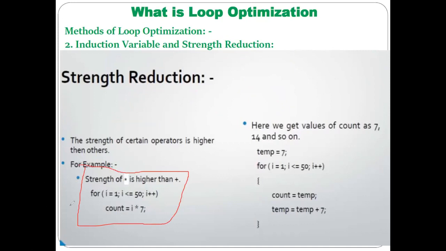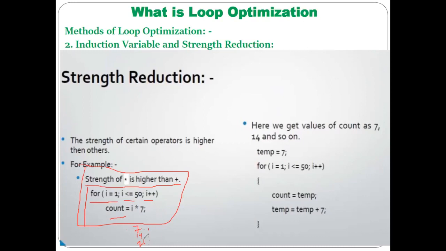Suppose now in this example, you can see the strength of this multiplication operator is higher than the plus operator. So for I equal to 1, I less than or equal to 50, I plus plus, count is equal to I into 7. What will be its result? Its result will be like this: 7, 14, 21, and so on, up to the multiples of 7.